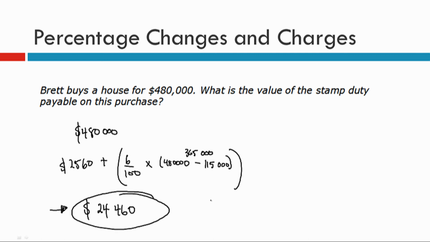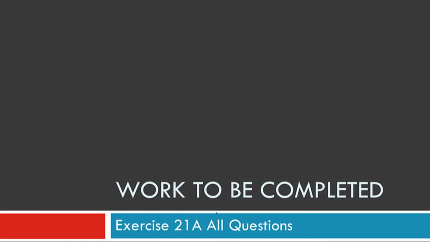Stamp duty is always added on top of it, and it's the purchaser that pays for it. Because remember, the person who's selling it pays the capital gains tax if they haven't held it for so long. That looks like the government's making a lot of money from everyone. All right, everyone. That's 21A.